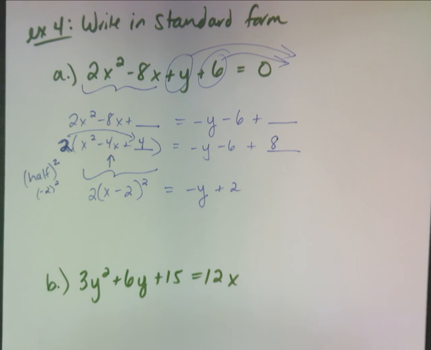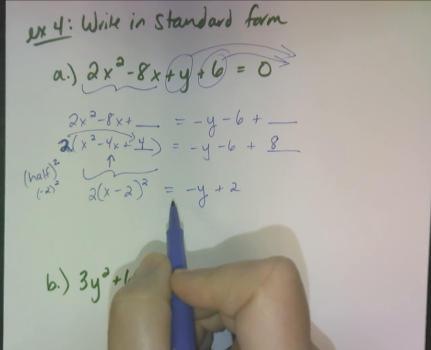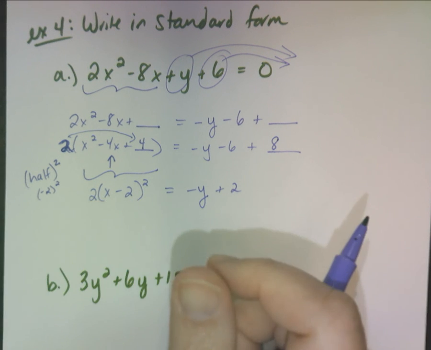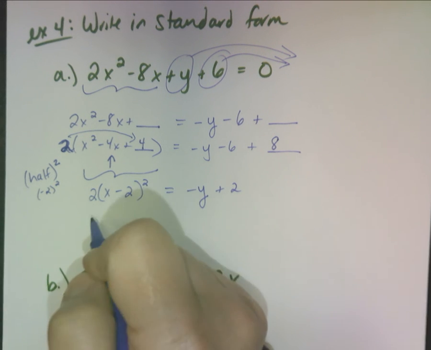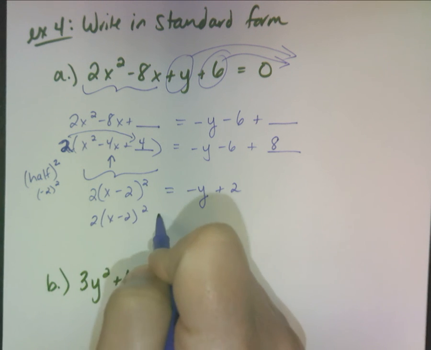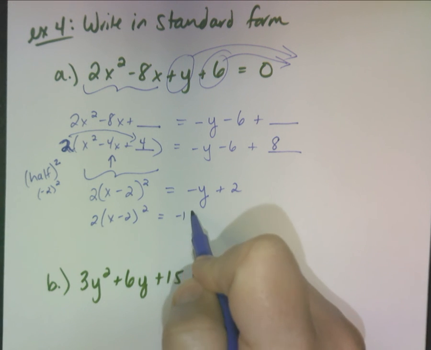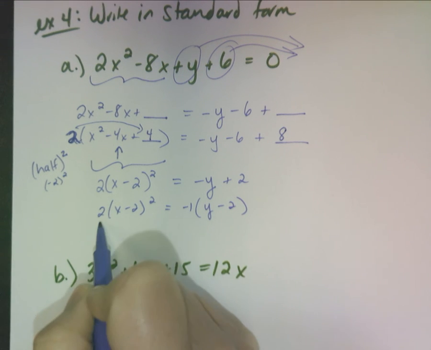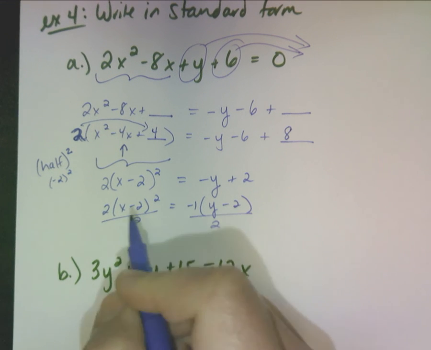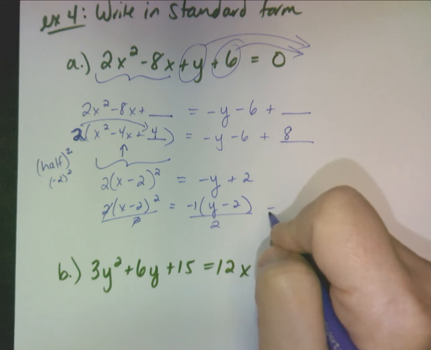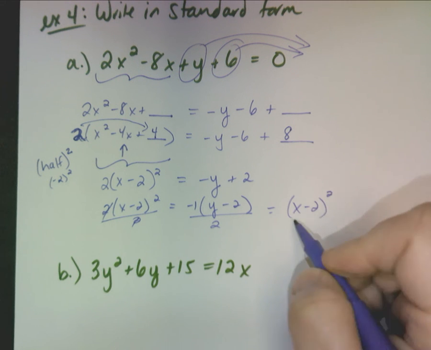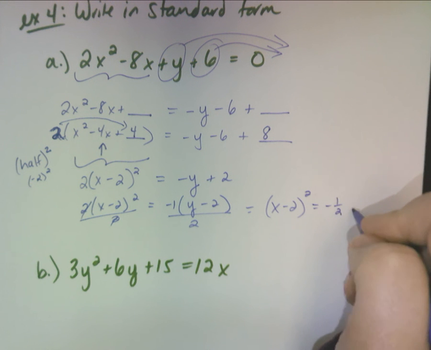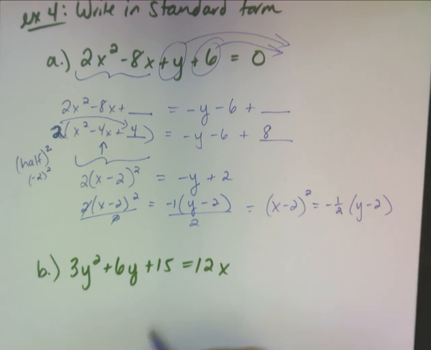And then last and final thing, again, I'm trying to make this in standard form, which means the squared side has to be by itself. So I'm going to write this as 2 times (x minus 2) squared. I'm going to factor out a -1 from here. And then all you have to do is divide by 2. So in standard form, it's (x minus 2) squared, the squared term by itself, equals -1/2, that's going to be your 4p, times (y minus 2).